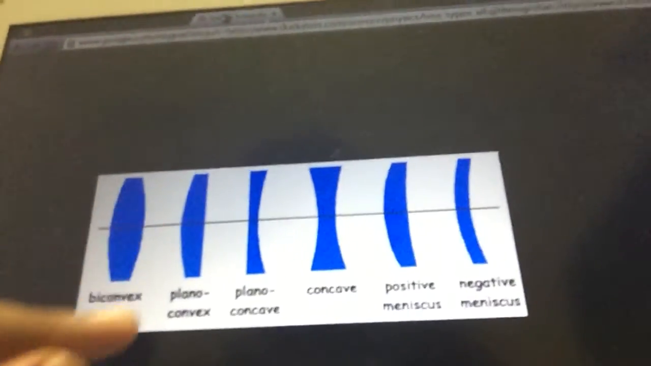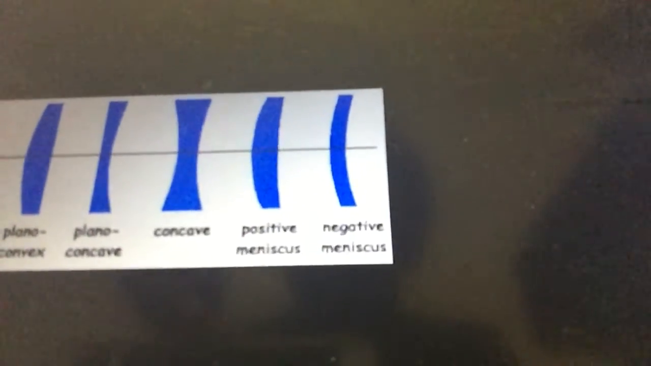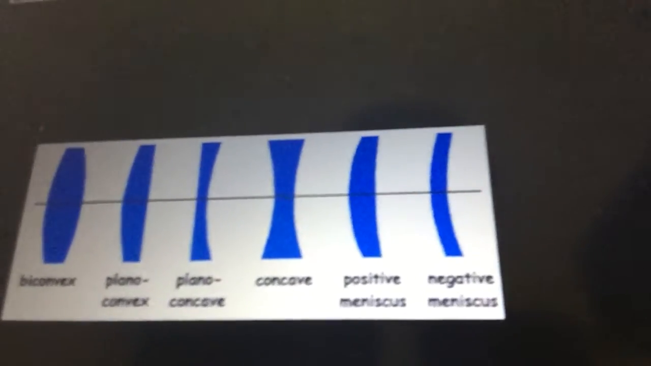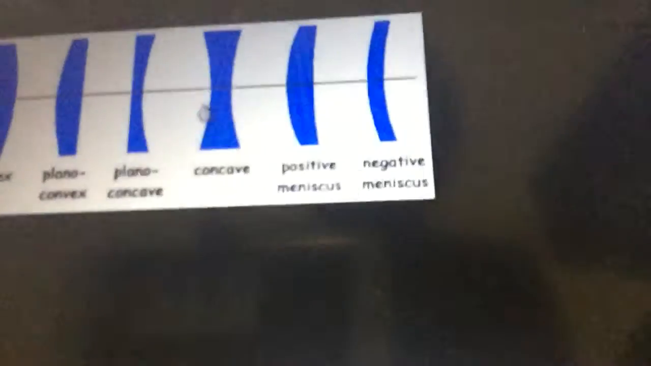Now I'll try to focus more on the lenses part, and there are a lot of types of lenses. These are the ones I'm talking about. Biconvex, which is convex on both sides, plano-convex with one plane side and one convex side, and a lot more. We will be focusing on the biconvex and the concave lenses.